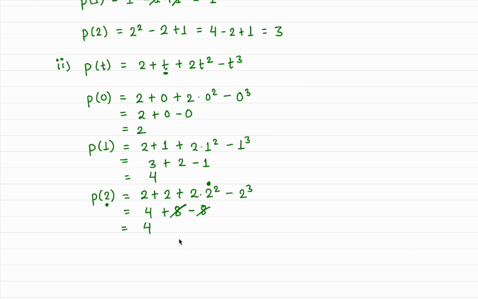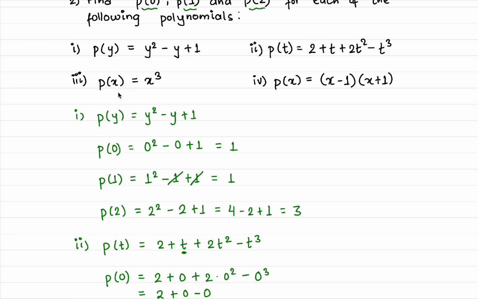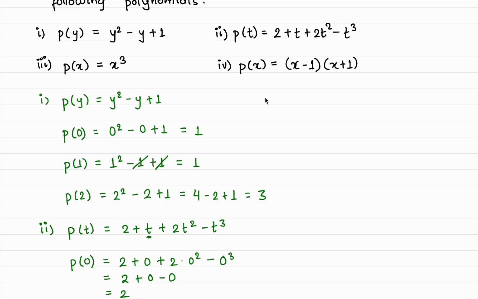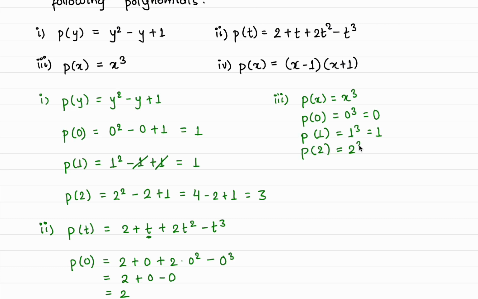Let's try the third question. So our third question is pretty simple. It's just p(x) is x cube. I think we can just do it over here. So we have our third question as p(x) equals x cube. Again, we need to find the same things, okay? p(0), p(1), and p(2). So p(0) is going to be 0 cube, which is 0. And then we need to find p(1), which is going to be 1 cube, which is 1. And then for p(2), our x is 2. So we have 2 cube, which is going to be 8.